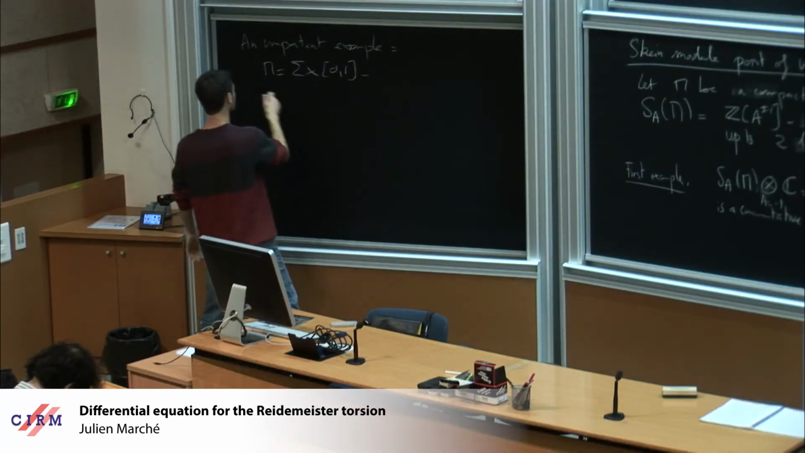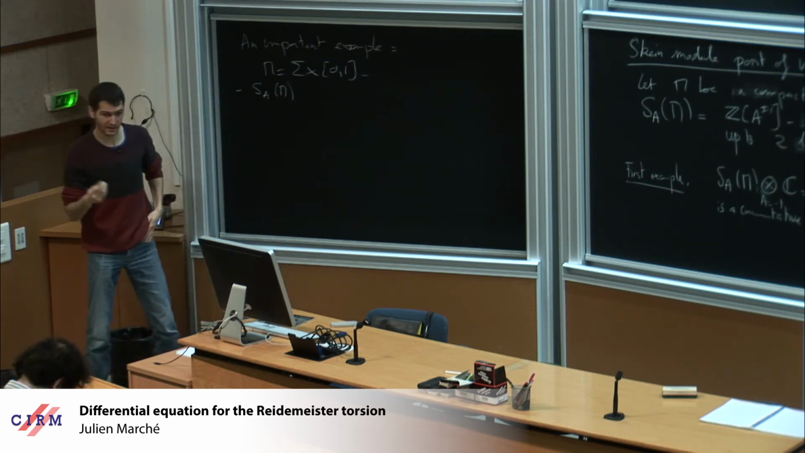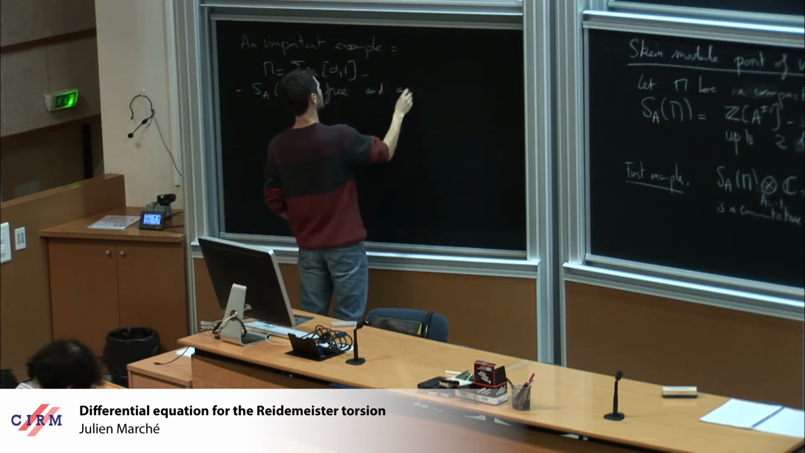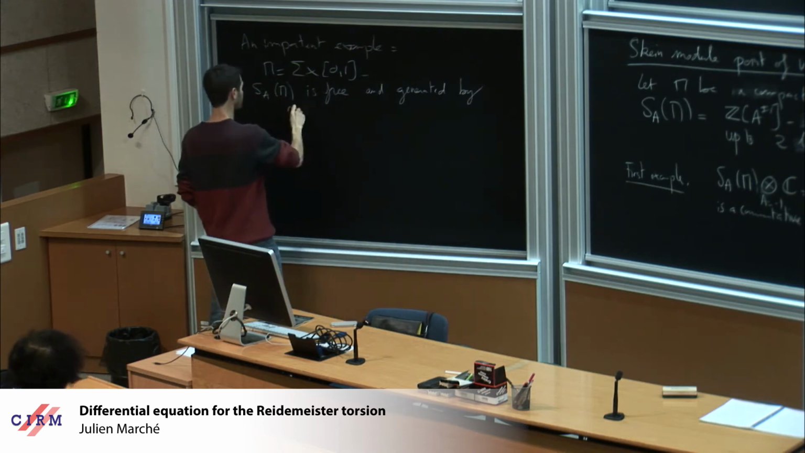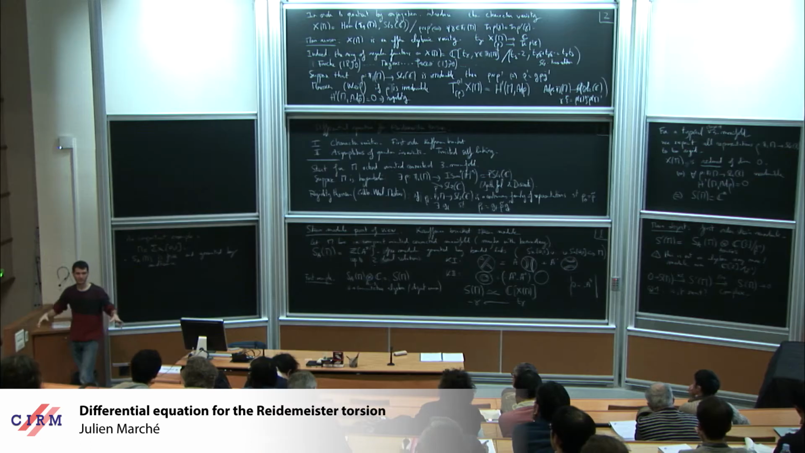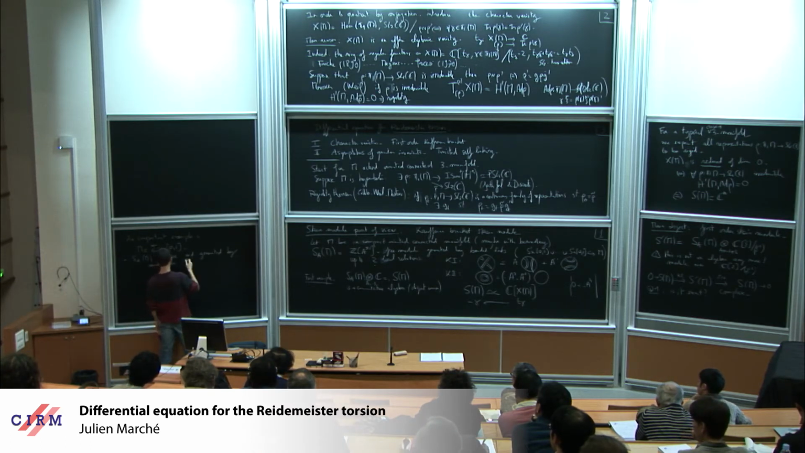So in that case, there are many things. First, SA of M. At first I should say that SA of M is free and generated by what we call multi-curves. A multi-curve is just a disjoint union of simple curves which do not intersect. So this is easy to prove.